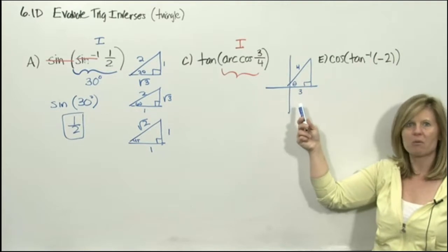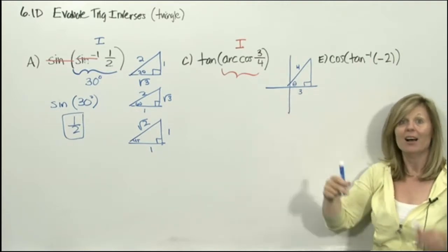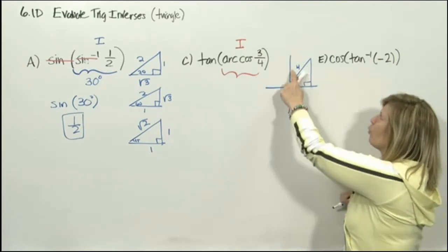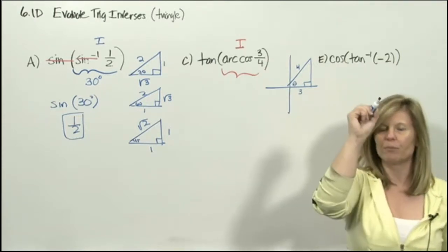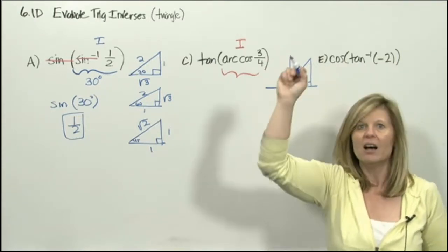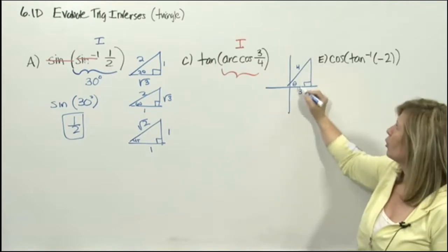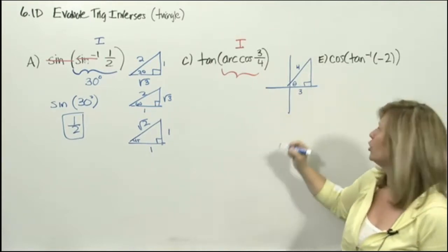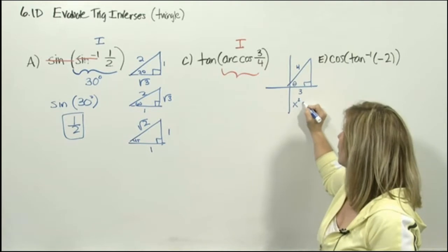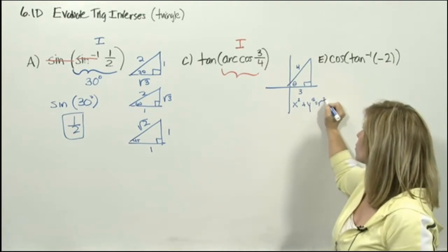Is that a triplet? Because I remember in our triplets there was a 3, 4, 5. It's not, because 4 can't be the hypotenuse. If you do the triplet 3, 4, 5, the 5 has got to be the hypotenuse. So the only way to find this missing side is to do our Pythagorean. X squared plus y squared equals r squared.